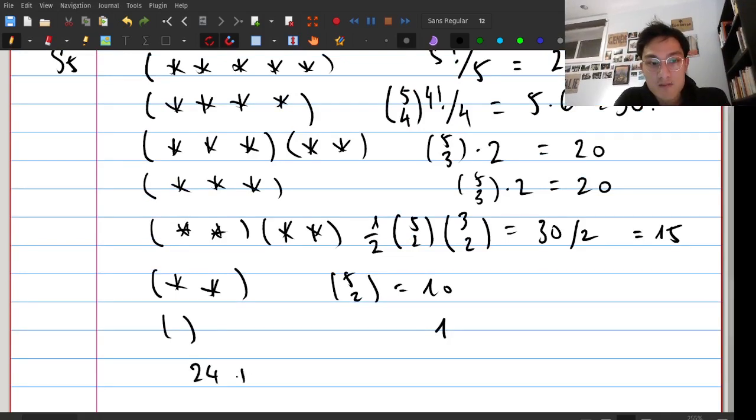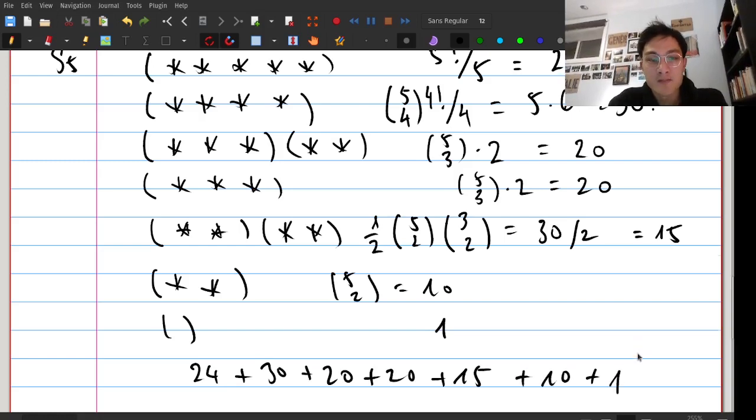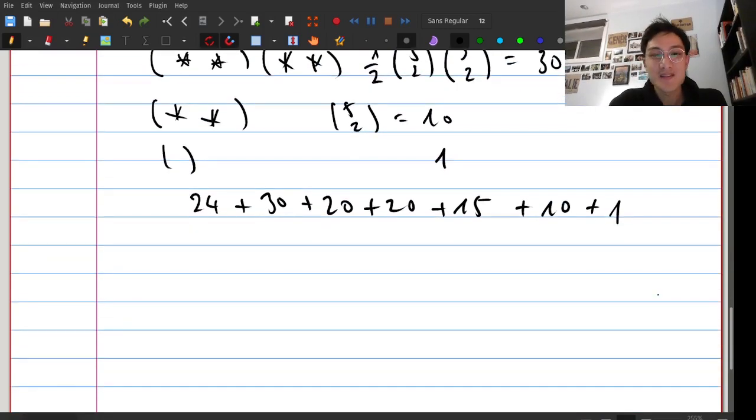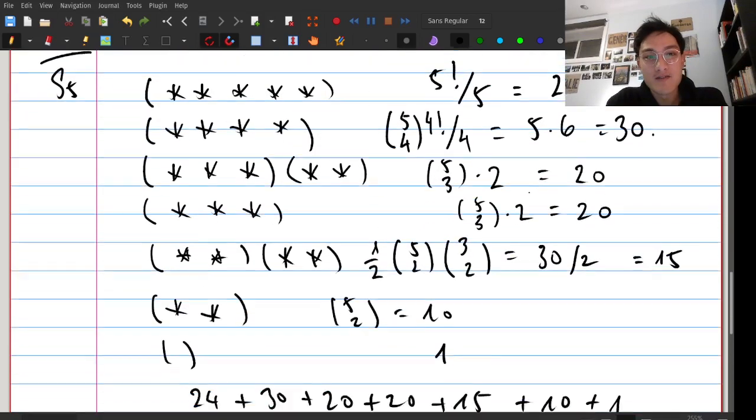So 24 plus 30 plus 20 plus 20 plus 15 plus 10 plus 1. This should add up to 120. So we have 54, 74, 94, 114, 124... 54, 74, 94, 100, 94, 109, 119, 120. Now, what are the even transpositions?